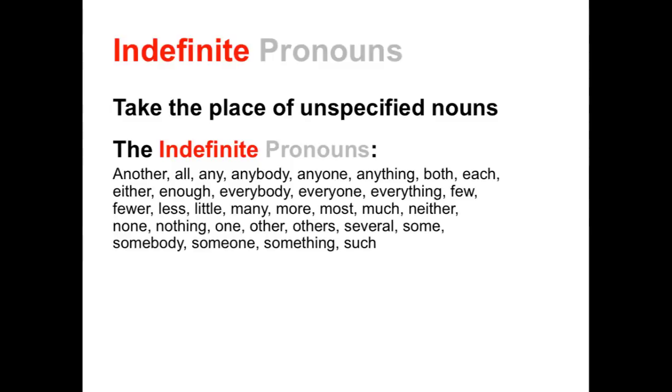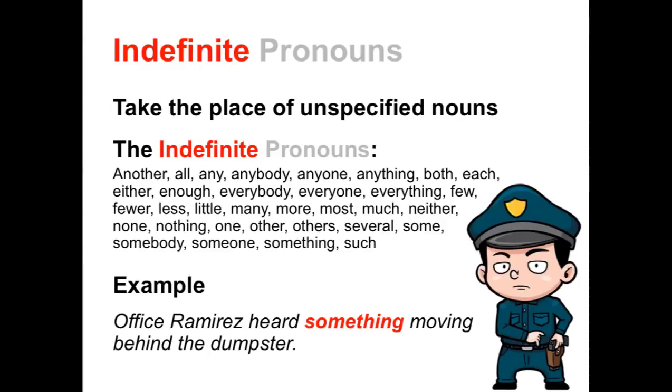The important thing here to remember is that indefinite pronouns are not definite. We do not know what they are definitely referring to. They are indefinite. They are taking the place of unspecified nouns. Here's an example of a sentence using an indefinite pronoun. Officer Ramirez heard something moving behind the dumpster. The indefinite pronoun something here takes the place of whatever is behind the dumpster. We don't know exactly what it is, but we know there is something back there, something that is not specified.